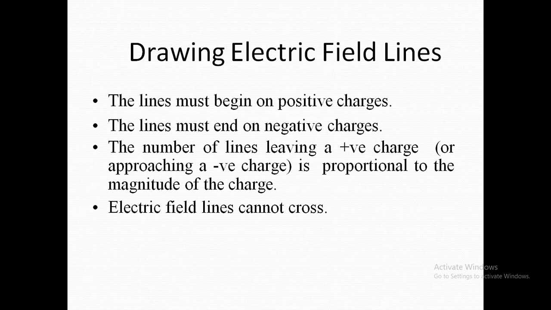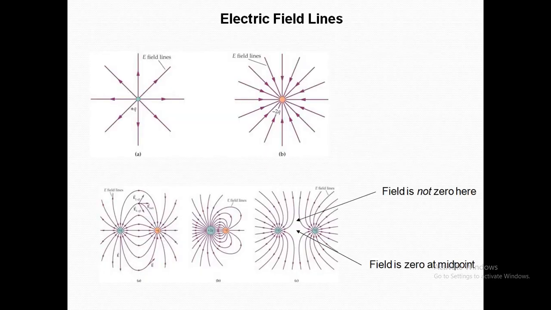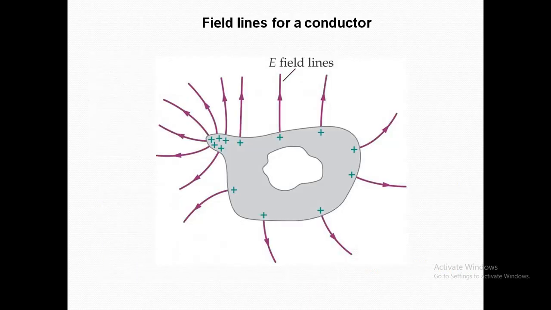Drawing electric field lines. The lines must begin on positive charges and these lines must end on negative charges. The number of lines leaving a positive charge or approaching a negative charge is proportional to the magnitude of the charge. Electric field lines cannot cross each other. These are certain diagrams representing electric field lines. Here we shall see electric field lines from a conductor.